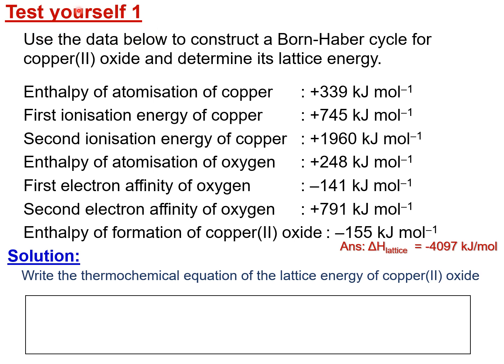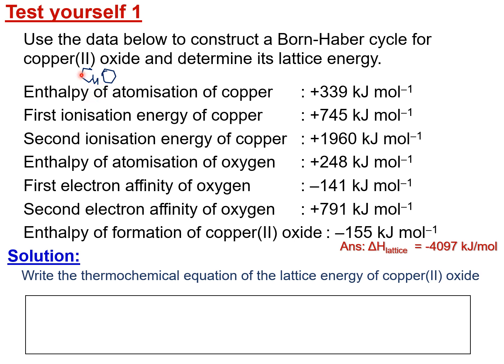Okay, lastly, you can test yourself by using this exercise. Okay, soalan ni disuruh kamu construct Born-Haber cycle untuk cari lattice energy for copper 2 oxide. Copper 2 oxide, I believe that copper 2 oxide terhasil daripada Cu2+ dengan O2- dekat oksigen. So, I believe you will get CuO. Copper 2 oxide. Memanglah nama dia copper 2 oxide, tapi it all comes back from dorang punya ions.